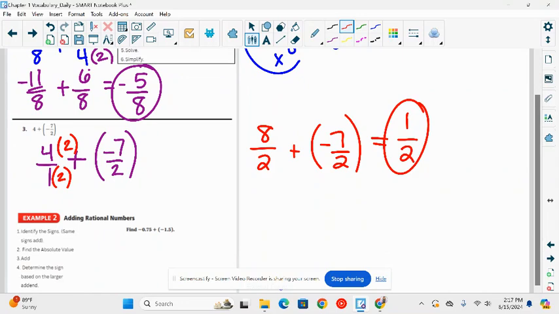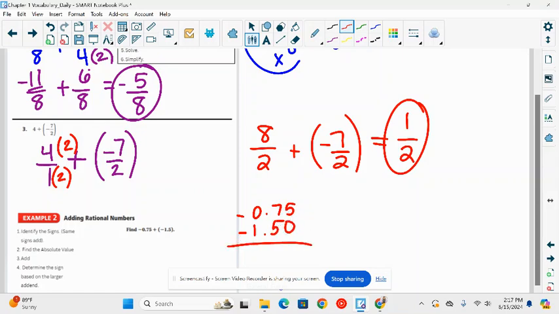Alright, we can do the same thing with decimals. What's the number one rule when we're adding and subtracting decimals? What do we have to do to the decimal points? Line them up. Good. I like to plant my decimals first, and then fill them in. So I've got -0.75 and I've got -1.5.